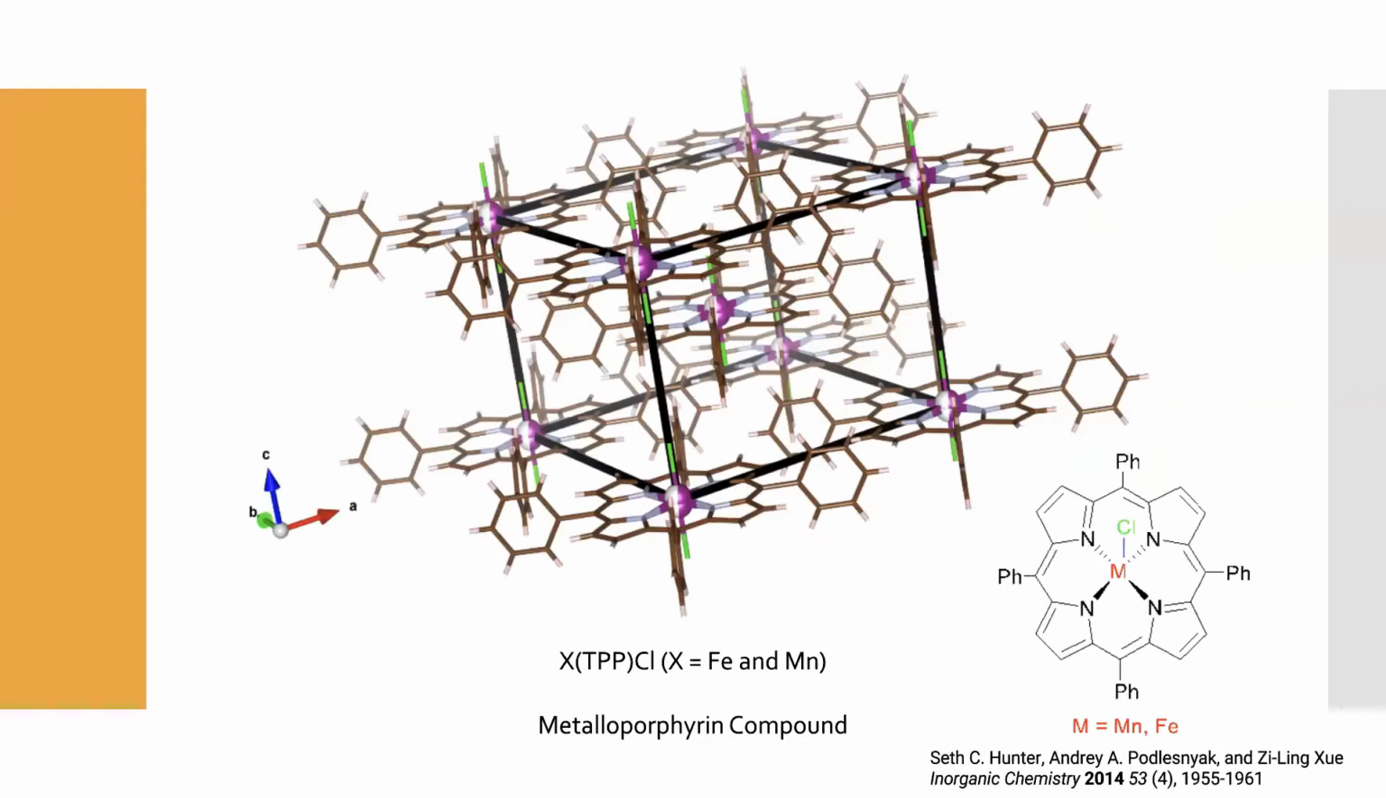So in particular, the samples that we'll be looking at are porphyrin compounds, and specifically metalloporphyrin compounds, which are a class of porphyrin compounds that have a metal center. In particular, we are going to be looking at those that have a magnetic center of manganese and iron.